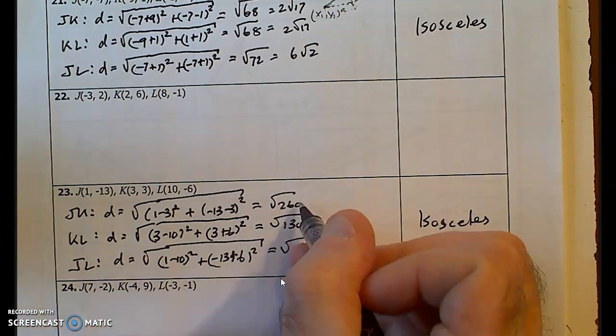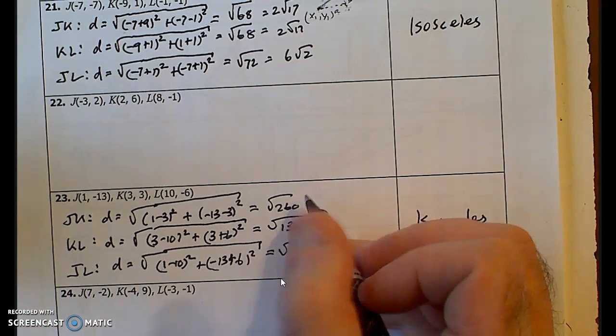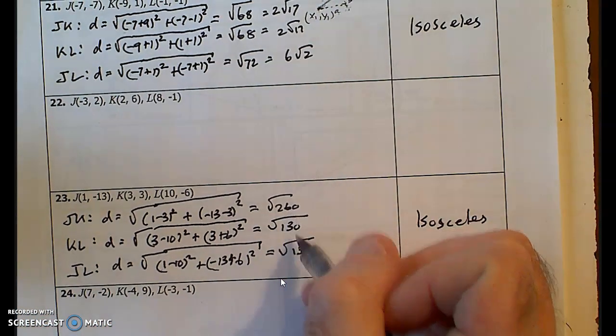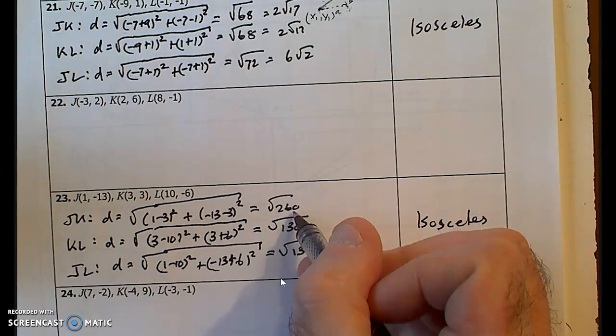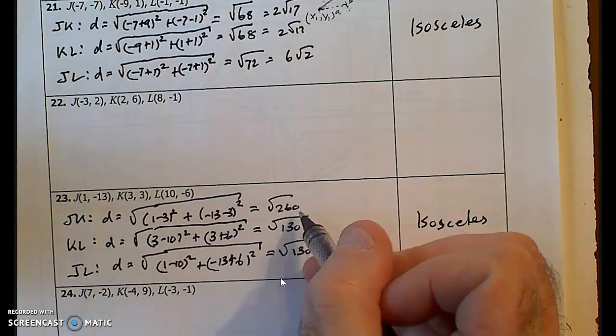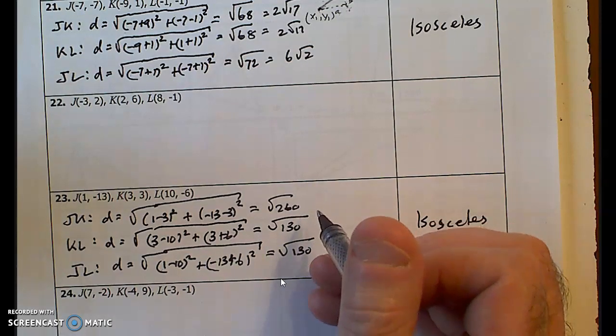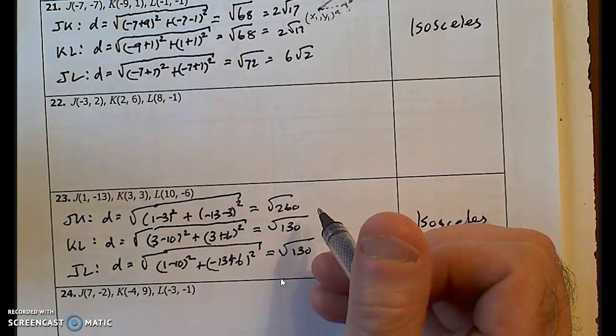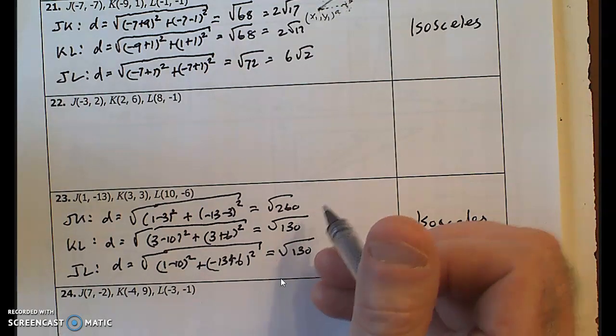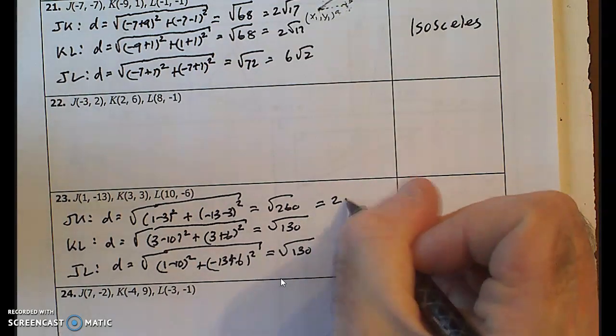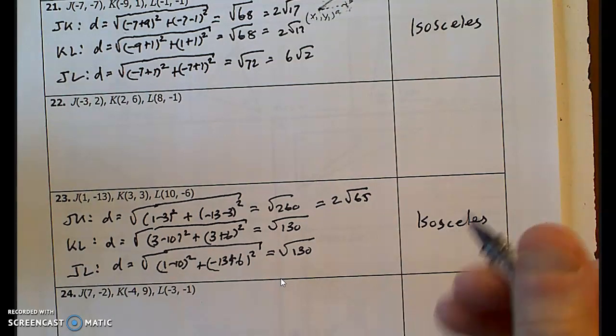See if we can simplify this, right? This is, I can divide it by 2, I get 130, right? This is twice that length. Then 130 divided by 2 is 65. So I took two 2's out. I'm left with 65. 65 I can divide by 5. I get 13, right? So it's 5 times 13. So this is basically 2 times the square root of 65.